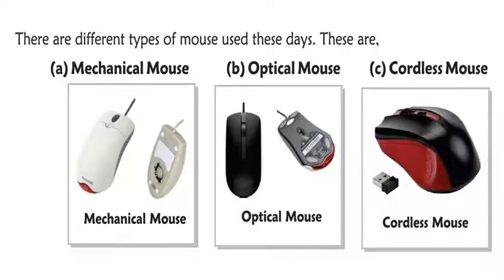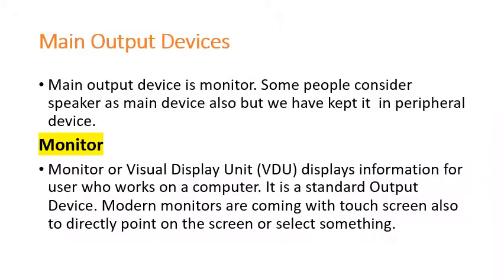There are different types of mouse. Here is an image of the different types of mouse. In mechanical mouse you can see this area is a ball, and in optical mouse you can see a laser light comes from this area, and in cordless mouse it is the adapter that can be used.